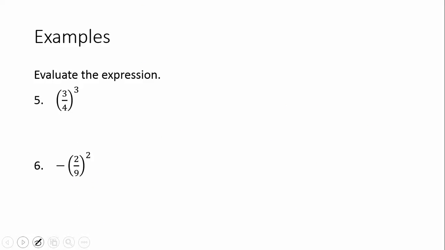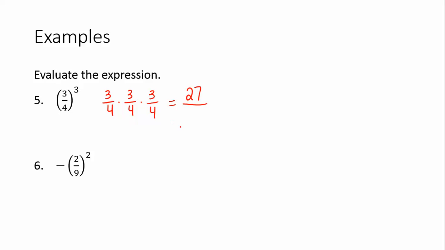Number 5, we have 3/4 being raised to the third power. So don't freak out because it's a fraction. All it means is we've got 3 of them multiplied together. So 3 over 4 times 3 over 4 times 3 over 4. When we multiply fractions, we multiply across the top. 3 times 3 is 9. 9 times 3 is 27.